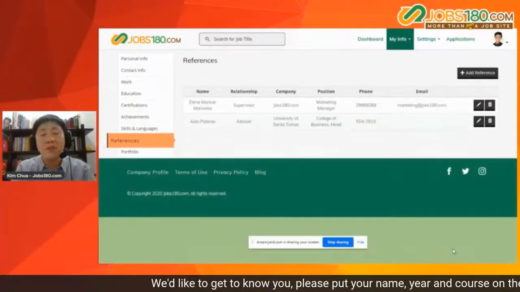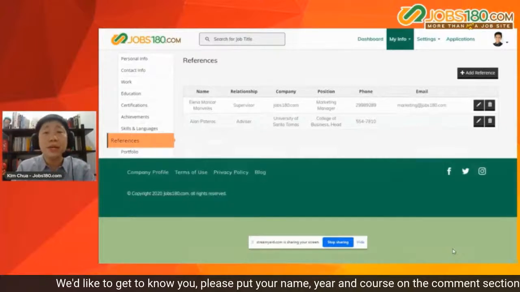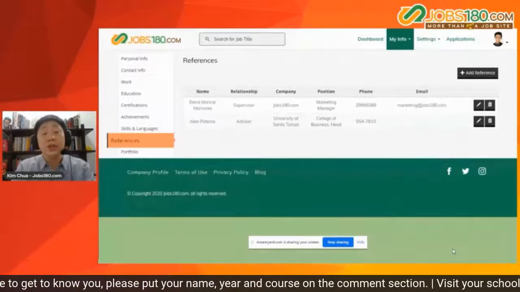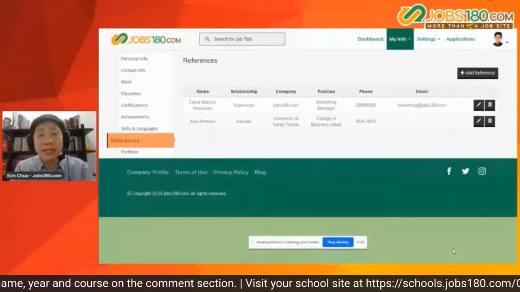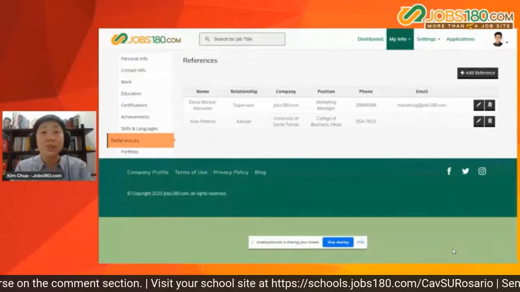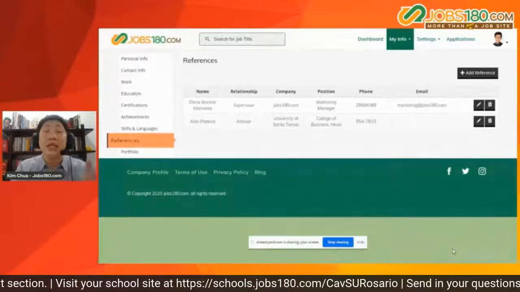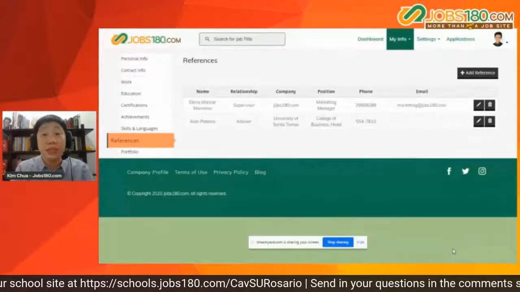When it comes to the references, sigurado ko yung mga references nyo, kilala nyo. Ang malaking tanong dito, kayo ba'y kilala nila? Sana oo, di ba? Kasi madalas pag tumatawag kami sa mga references nyo, hindi kayo maalala. So please tell them, ginawa nyo silang reference para at least they know what to tell about you.